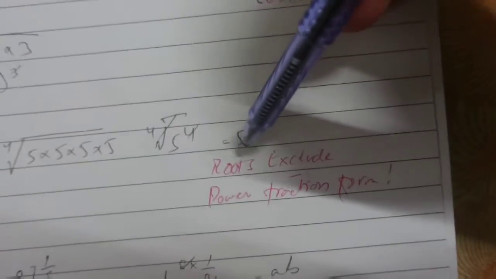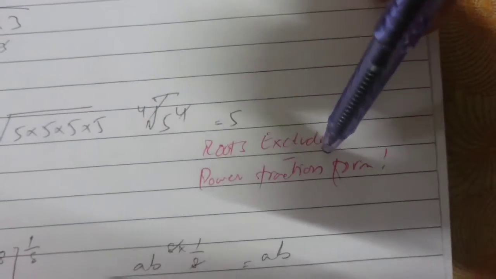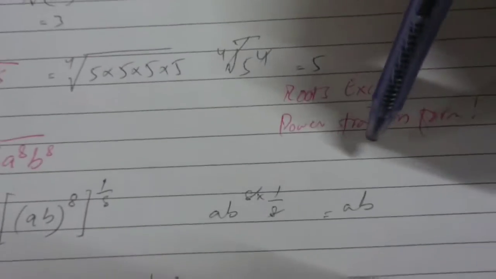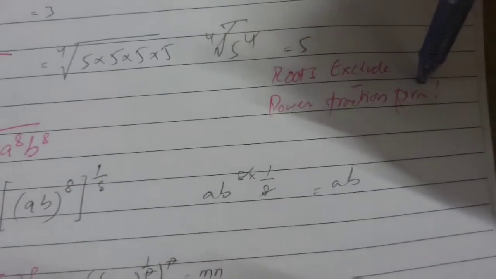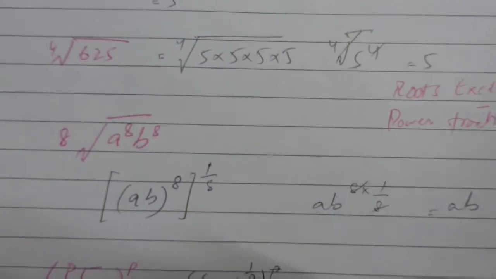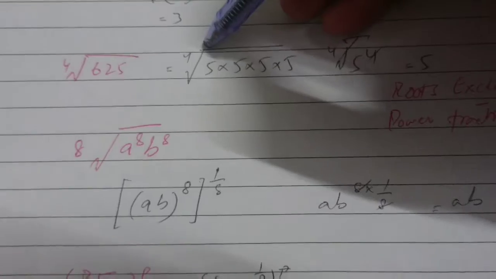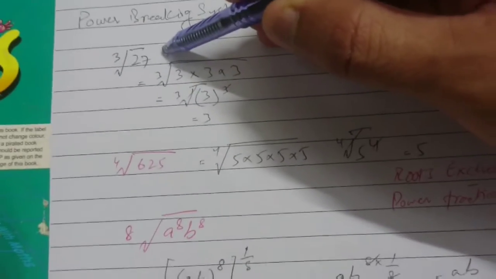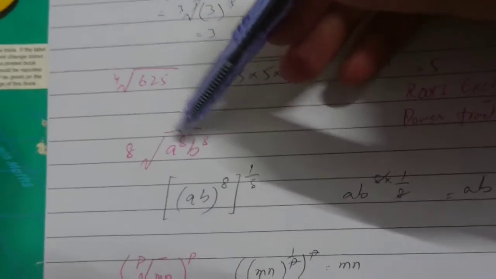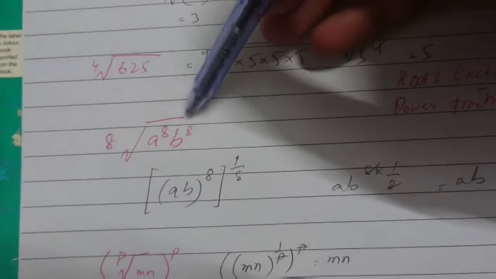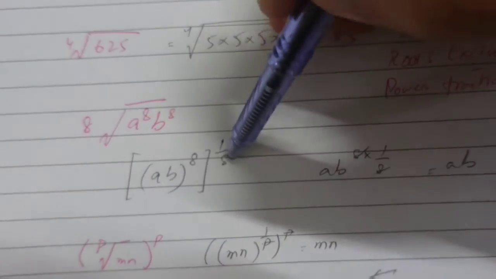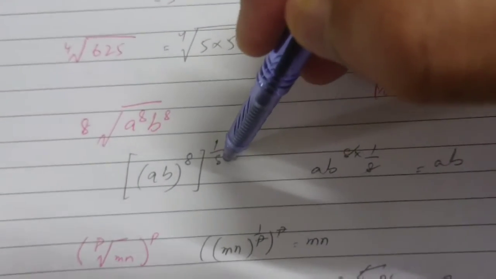Okay, simple. Roots exclude power in fraction form. Remember and watch this. What is the meaning of it? The root is excluded and the power is made into a fraction form. That is the meaning of it. If you want to use another kind of process, that is also okay. The way we follow is exactly the same, but if you want to remove the root, you have to make your power in a fraction form. This is it. Okay, remember that.